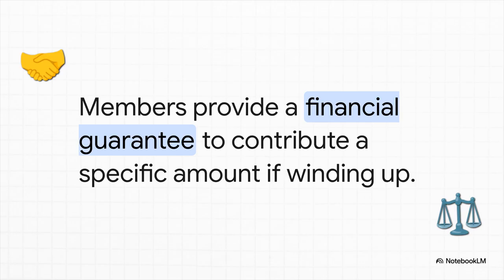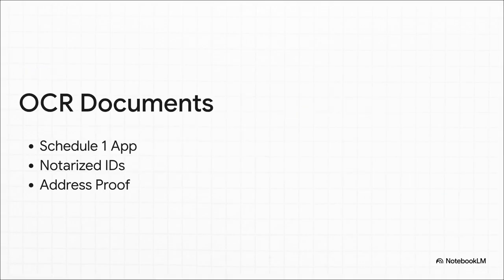So to finalize this whole setup blueprint, you submit your Schedule 1 application alongside the notarized IDs of your promoters. You also need hard, verifiable proof of your registered physical office. Something like a rental agreement works perfectly. Get all of these right, and boom, the OCR issues your company registration certificate.